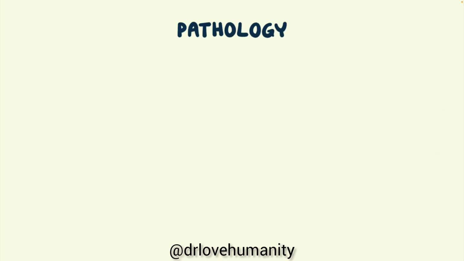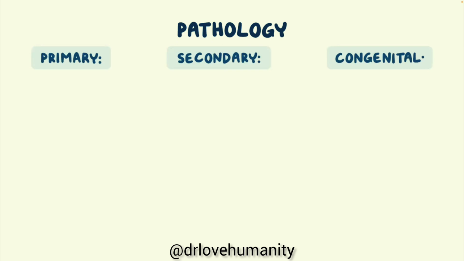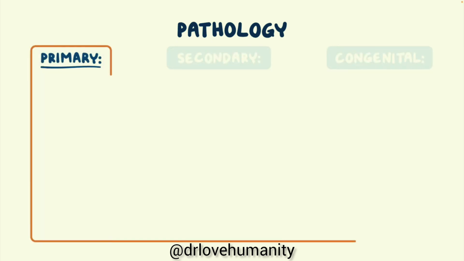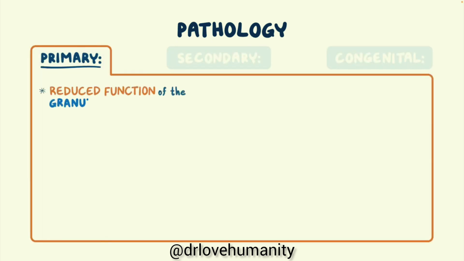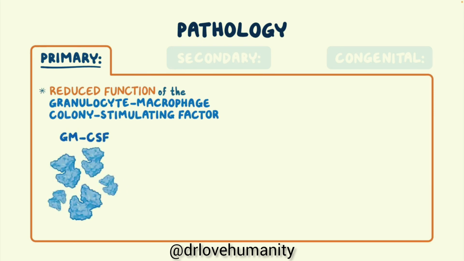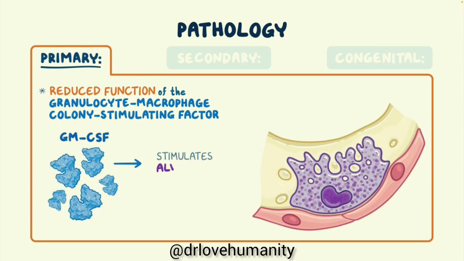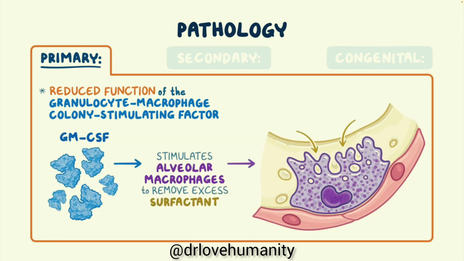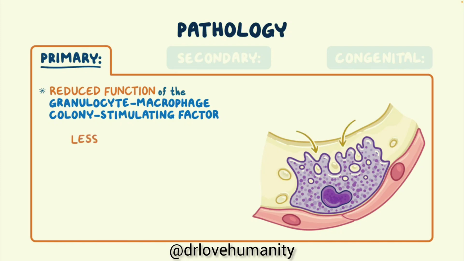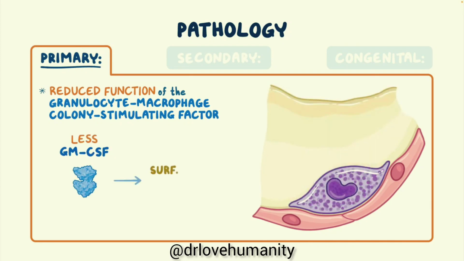Disorders of surfactant production can be divided into primary, secondary, and congenital PAP. Primary PAP is characterized by reduced function of the granulocyte macrophage colony stimulating factor, also called GM-CSF. GM-CSF stimulates alveolar macrophages to remove excess surfactant from alveoli. When less GM-CSF is present, surfactant builds up in the alveoli.